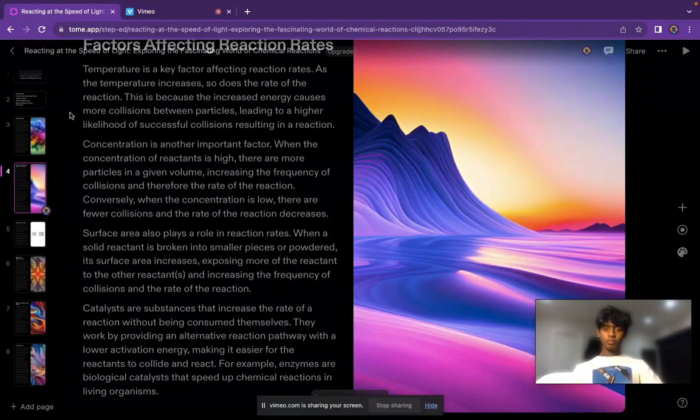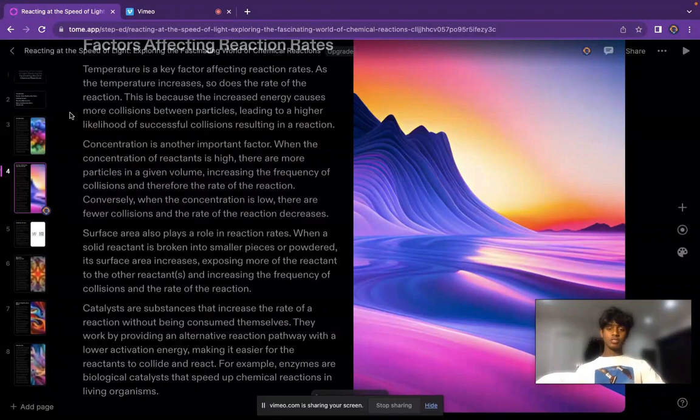Surface area also plays a role in reaction rates. When a solid reactant is broken into smaller pieces or powdered, its surface area increases, exposing more of the reactant to other reactants and increasing the frequency of collisions and the rate of the reaction.